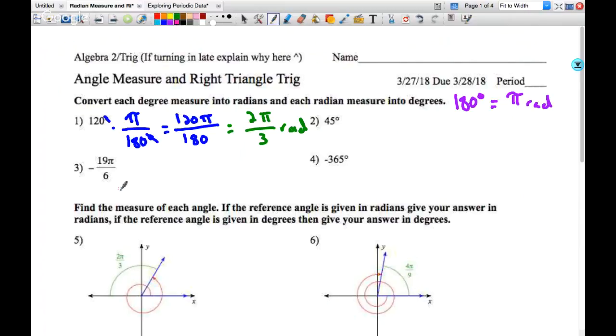Let's do one starting with radians here, negative 19 pi over 6. So this time I'm going to multiply it not by pi over 180 degrees, but if pi is on top, I'm just going to flip this conversion ratio over. So now the pi's will cancel out, and I'm left with 19 times 180. Let me get my trusty calculator out.